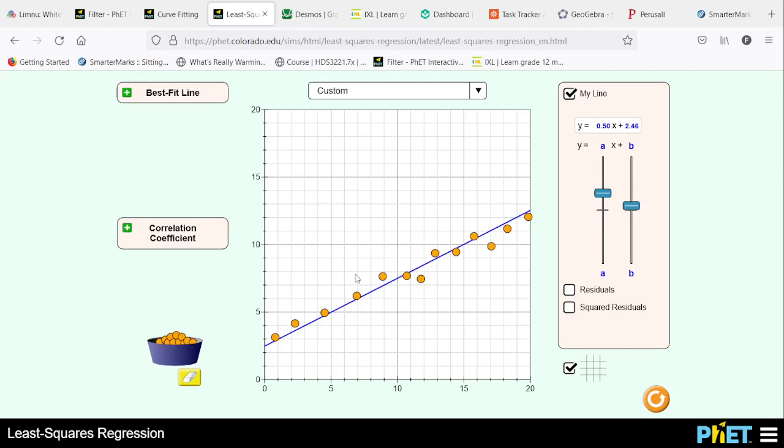But yes, that's what we're going to be focusing on, is using data to represent the real world.